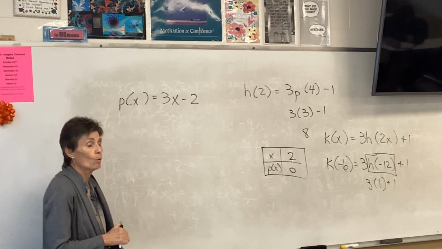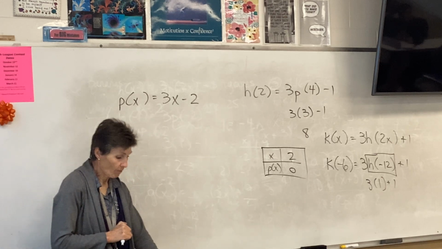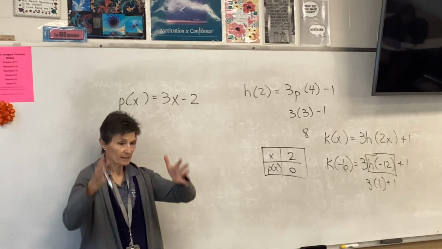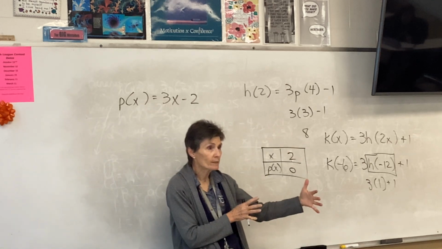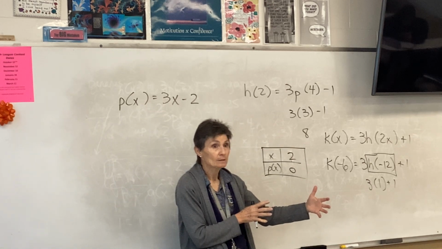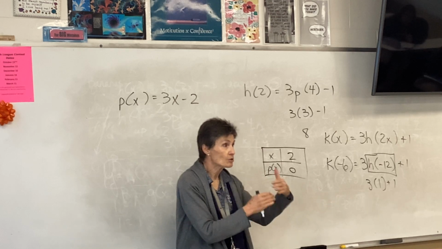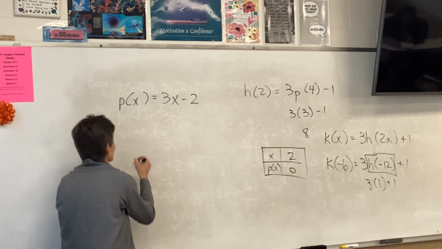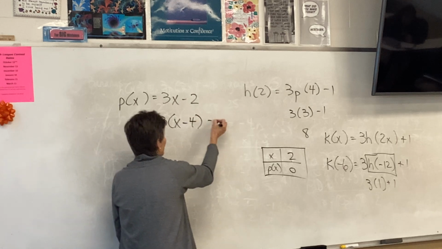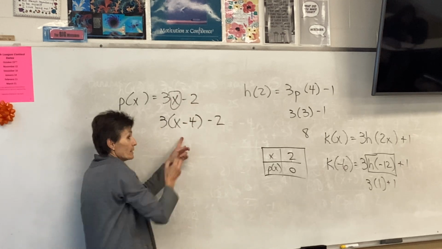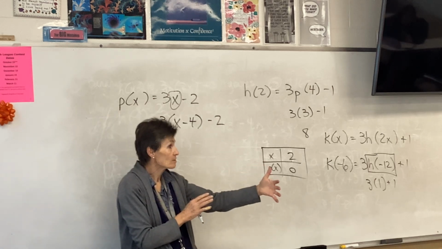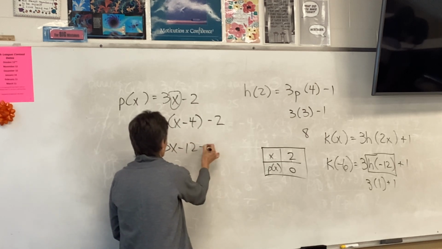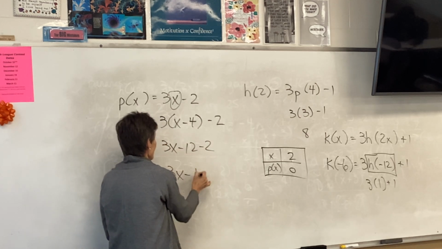So what does that mean? If I have a horizontal translation of 4, that means I'm picking up my picture. This is just a line. I'm picking up the line and moving it 4 units to the right. So what change do I make in my equation to reflect moving 4 units to the right? X minus 4? Isn't that what I'm doing? I'm taking my x and moving it 4 units to the right. So what am I going to have? I'm going to have 3x minus 14.